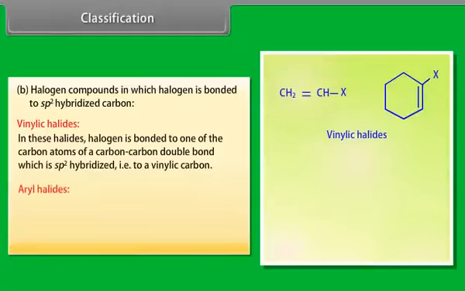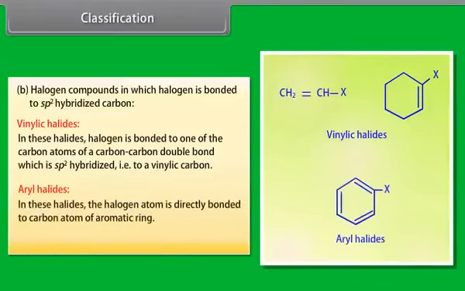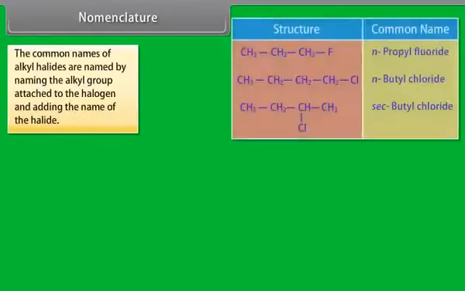Classification. Halogen compounds in which halogen is bonded to sp2 hybridized carbon. Vinylic halides. In these halides, halogen is bonded to one of the carbon atoms of a carbon-carbon double bond which is sp2 hybridized, that is, to a vinylic carbon.